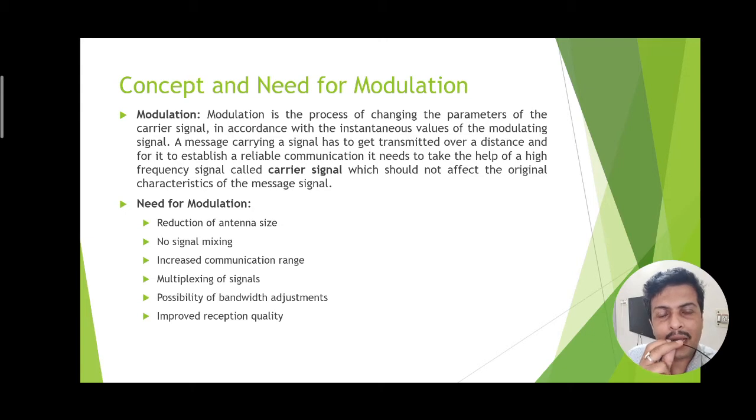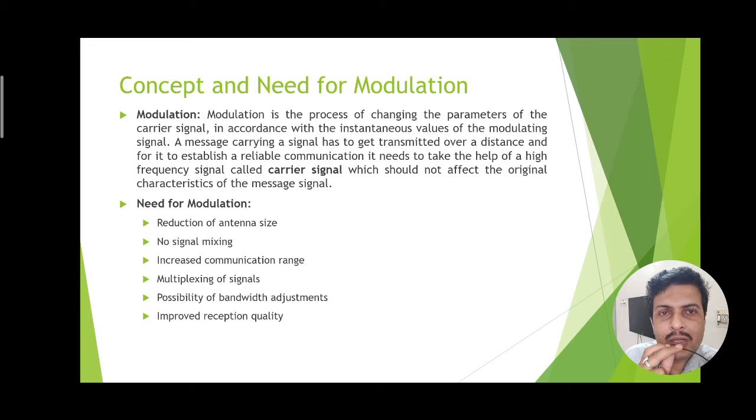And we know the antenna dimensions are proportional to the wavelength of the signal. So, as the wavelength of the modulated signal is low, the dimension of the antenna is also low. Therefore, reduction of antenna size is possible by modulation. No signal mixing. That means the signals are well separated after modulation in the channel.